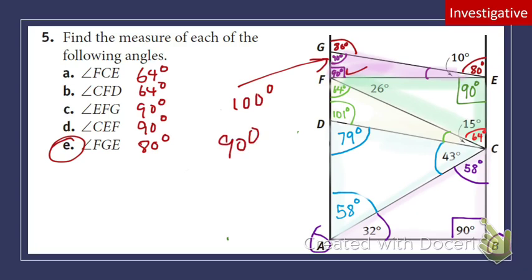Because if this is 90, then that means the sum of these two angles should be 90 as well, because 90 plus 90 is 180. And if this is 10 degrees, then that means this has to be 80 degrees. So that angle right there is 80 degrees. Okay? All right. So basically, if you know the two angles in a triangle, you should be able to figure out the third angle. If you know one angle in a supplementary angle, you should be able to figure out the other angle. Let's move on.